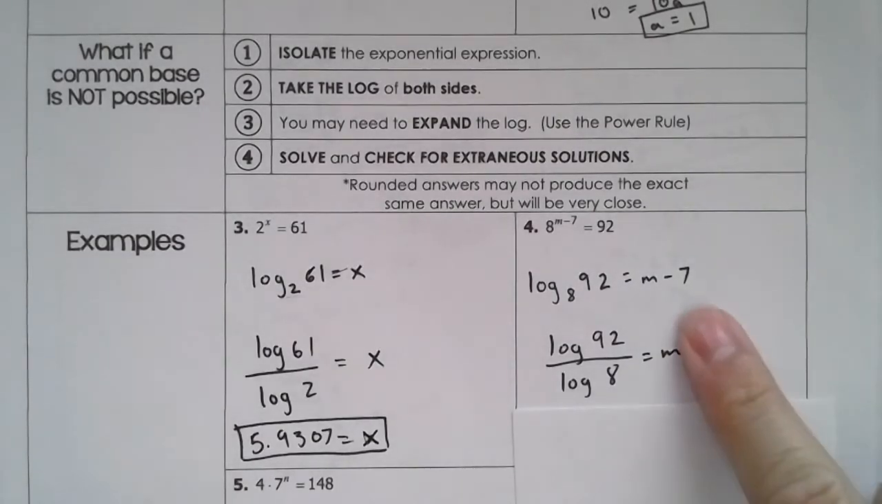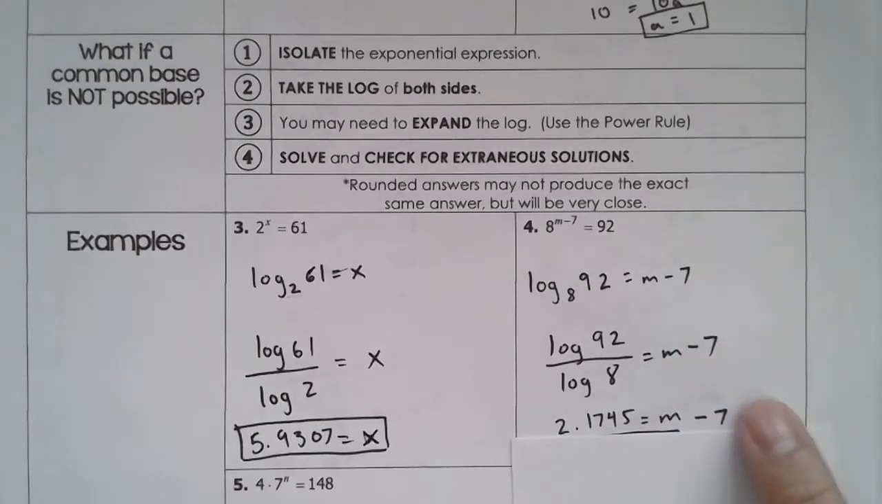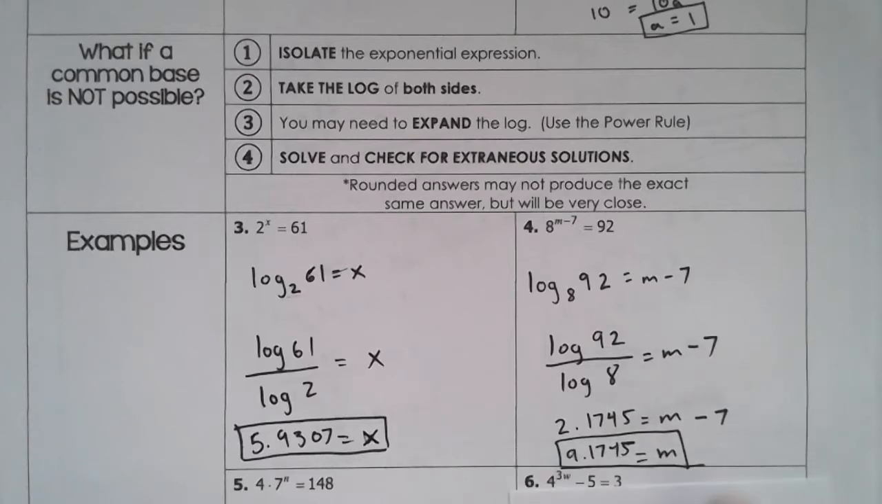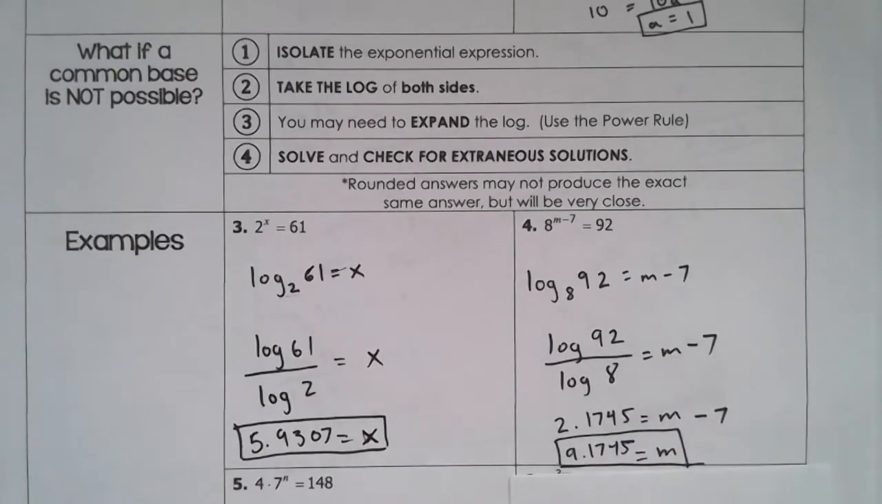So we could just ignore that for now and just take log of 92 over log of 8, and you're going to get 2.1745. The last step is you still have the minus 7, so you add 7 to both sides, and when you do that, you're going to get 9.1745.